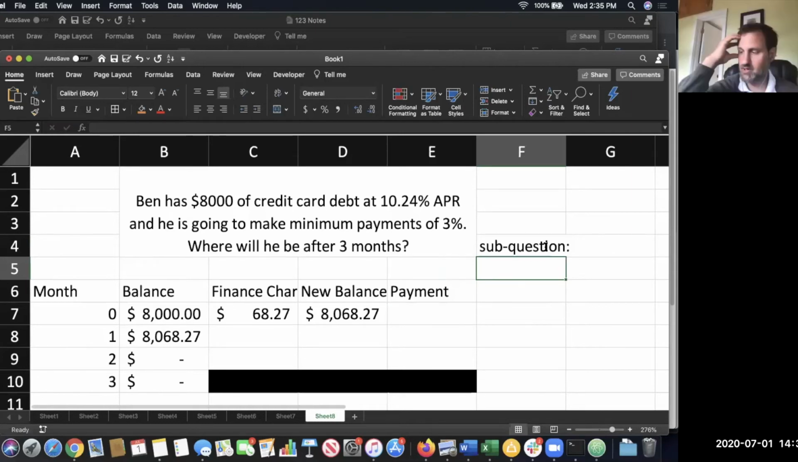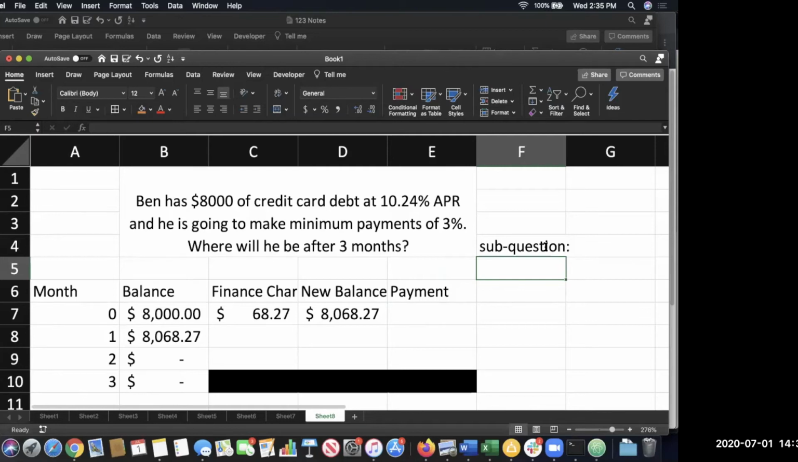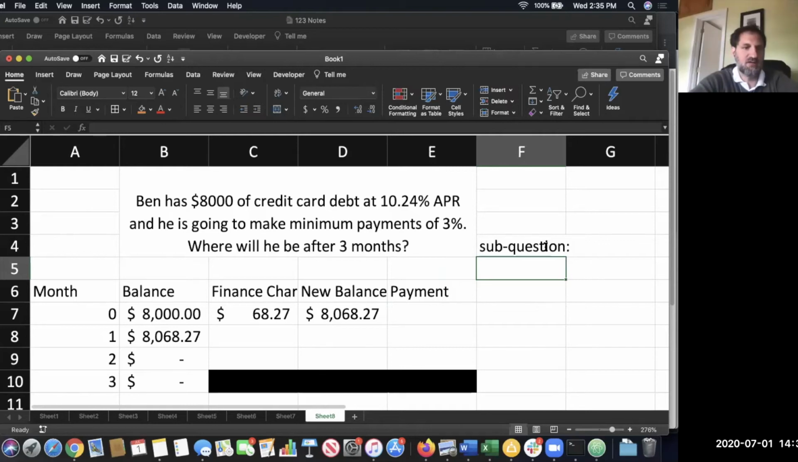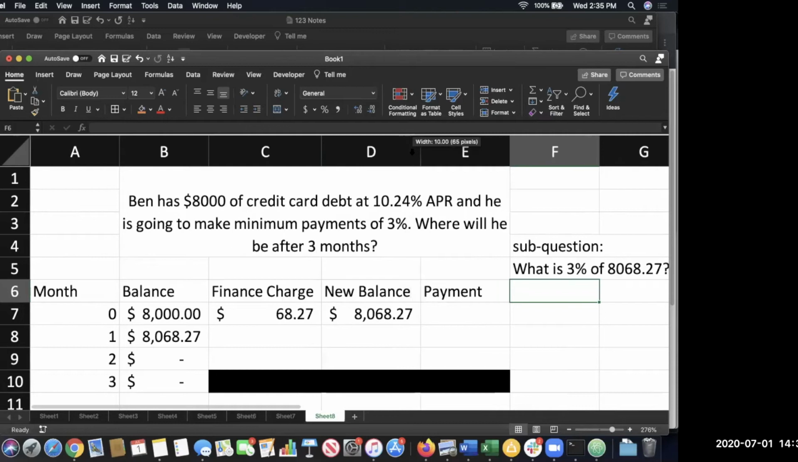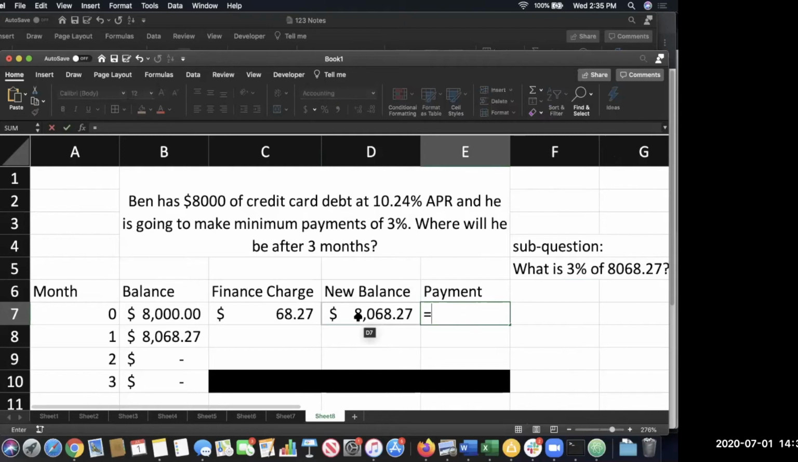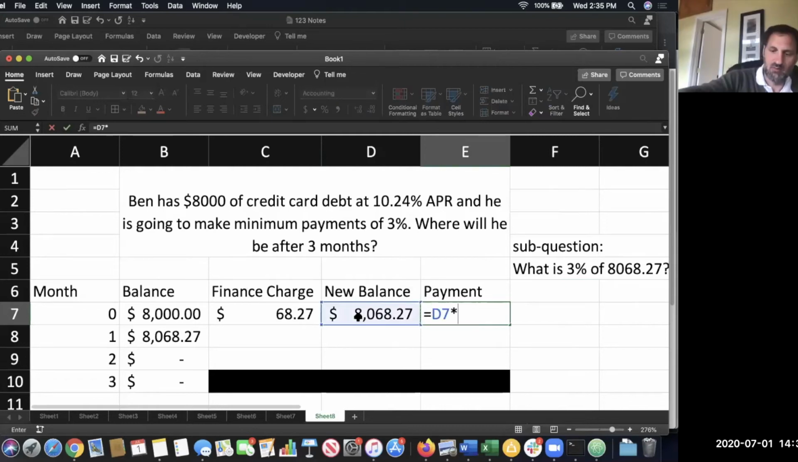You have an idea, Roger? I'm trying to do the calculation real quick. Gotcha. So I would just say, even if you restate it, what is 3% of 8,068.27? That's essentially a reframing of what we're asking here with this payment. We're trying to figure out the payment. So let's take this number and multiply it by 0.03.